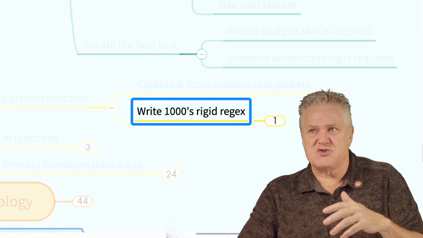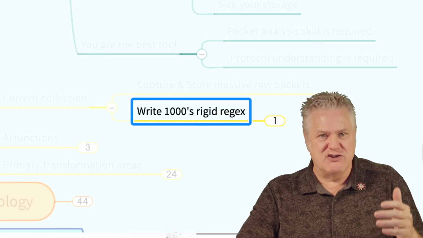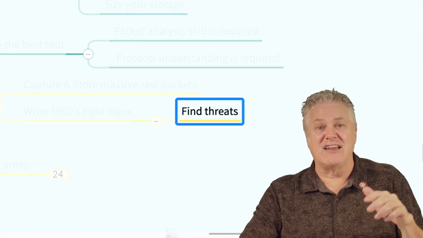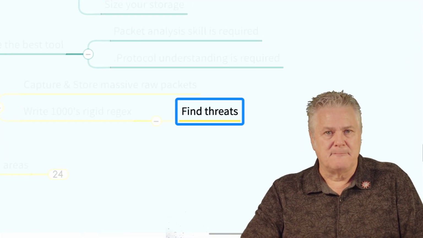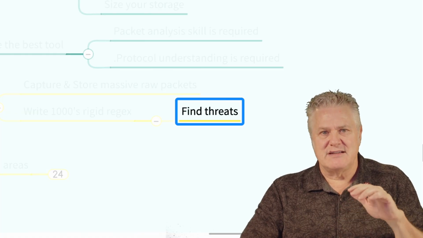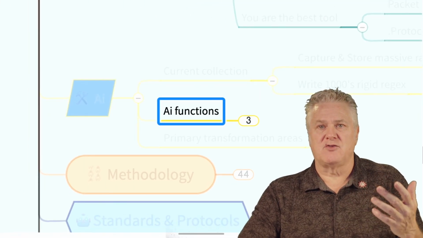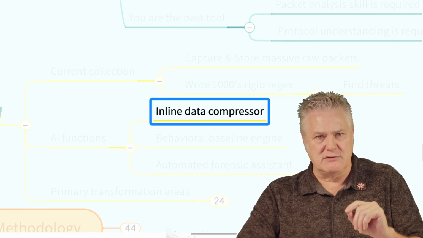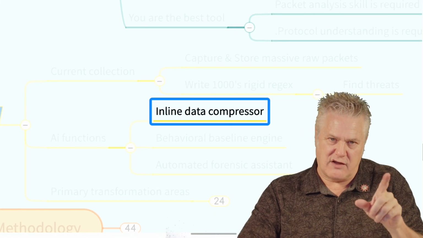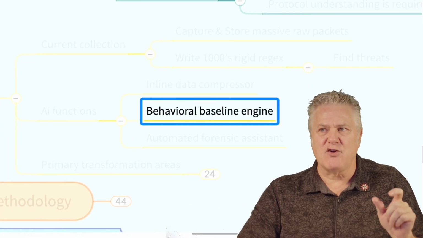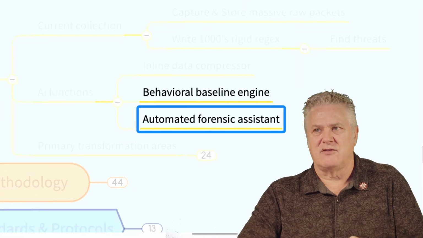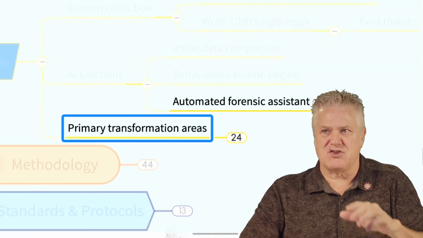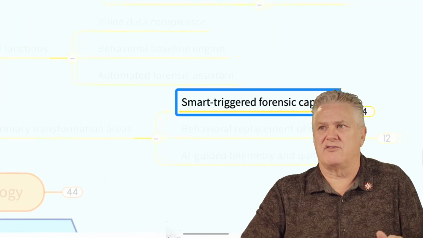Then we also have to write thousands of rigid regex expressions that will allow us to find threats, the needle in the haystack. This is resource intensive. So AI comes along and says, okay, what we can do is inline data compression, not compressing the packets themselves. I'll explain this in a second. Behavior-based engine analysis, and an automated forensics assistant, if we put all these things in place. So let's look at these transformational areas.